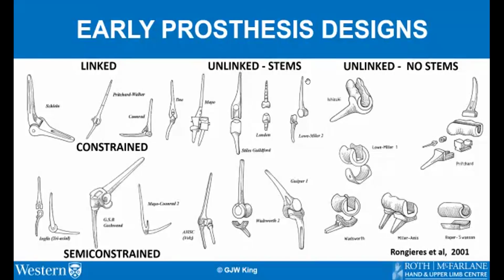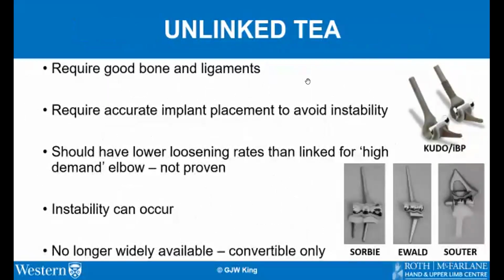There are many prosthesis designs to choose from. However, most that were initially invented are now no longer commercially available. With respect to unlinked total elbow arthroplasty, these require the presence of good bone stock and ligaments. They require the surgeon to accurately place the implant to avoid instability. They theoretically should have lower loosening rates than a linked arthroplasty, but this has not been proven, and instability when it occurs can be problematic. These are generally no longer widely available, and only currently in most countries convertible implants are options.